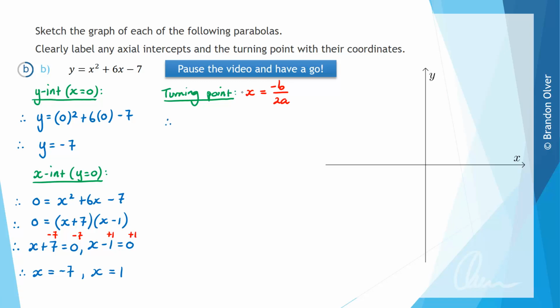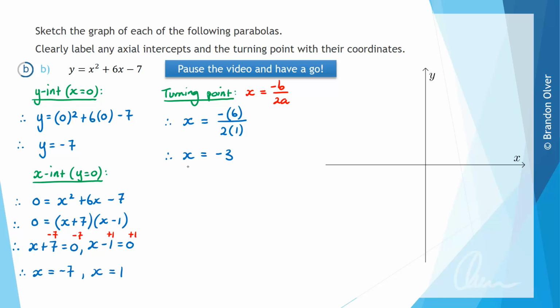So we know, or the formula says, that the turning point of any parabola is equal to, for its x value, minus b on 2a. So for this, it's going to be x is equal to minus b, which is minus 6, divided by 2a, which is 2 times 1. So therefore, x is equal to minus 6 on 2, which is simply equal to minus 3.